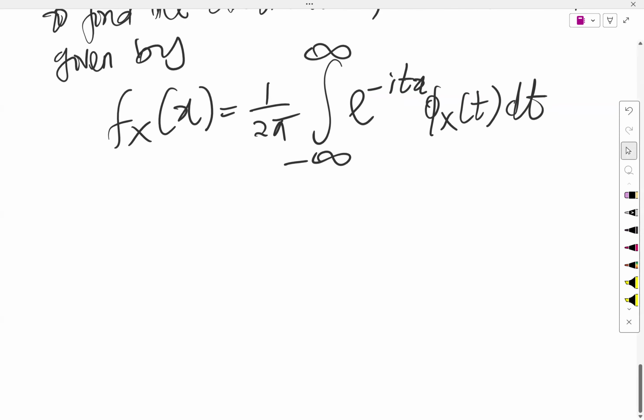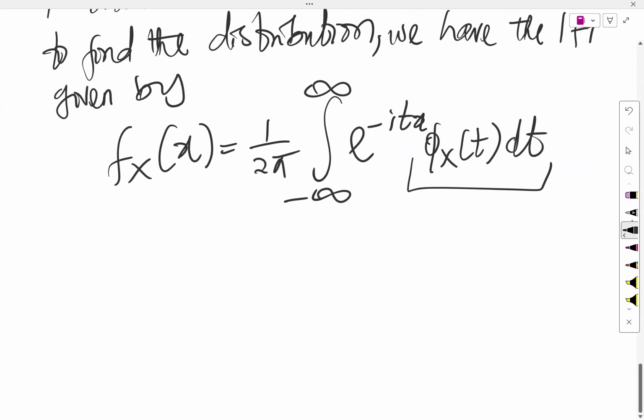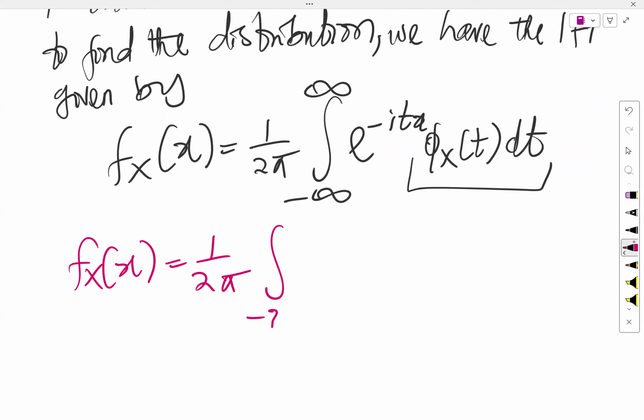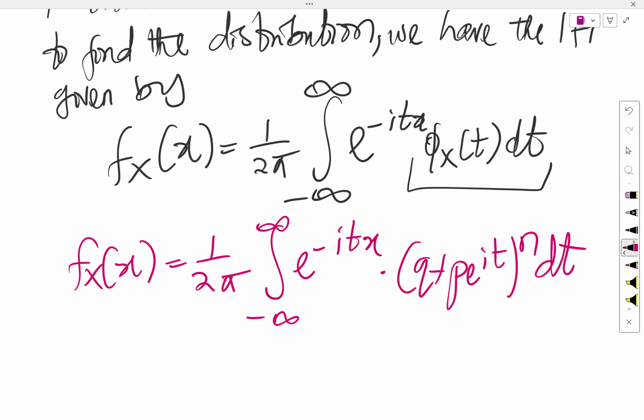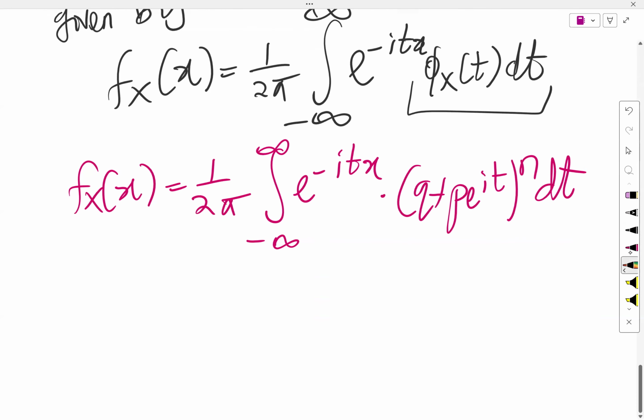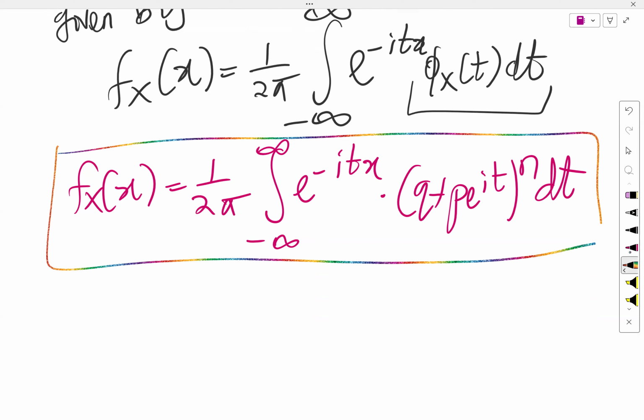That's what we have. And since that is the case, we already have this defined. So we can actually say that f of x is equal to 1 over 2 pi integral from minus infinity to infinity of e raised by minus itx multiplied by the function we have, (q plus p e raised by it) raised by n, dt. So we can actually stop here. This is as good as what we are required to find, the distribution. You can for sure stop here.